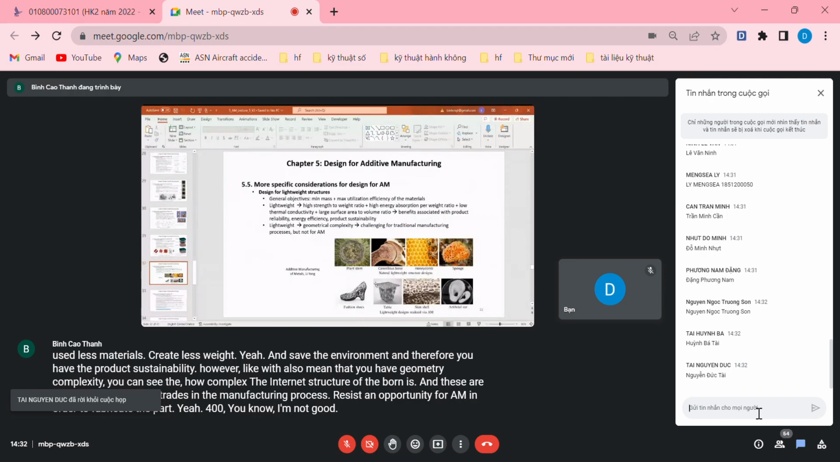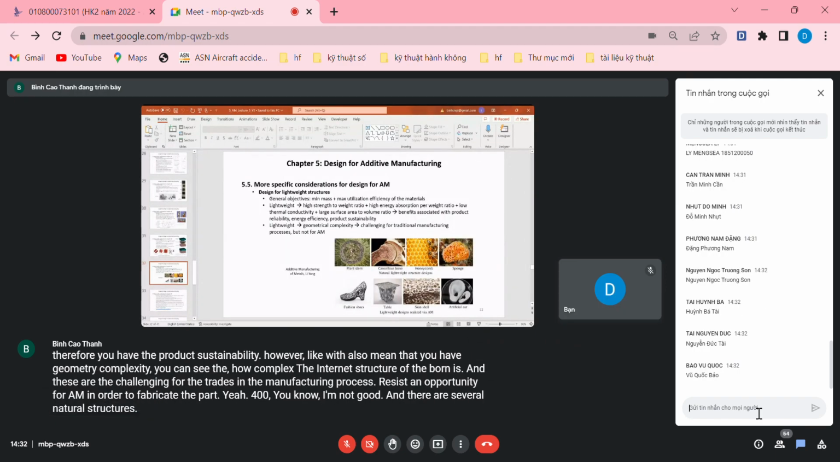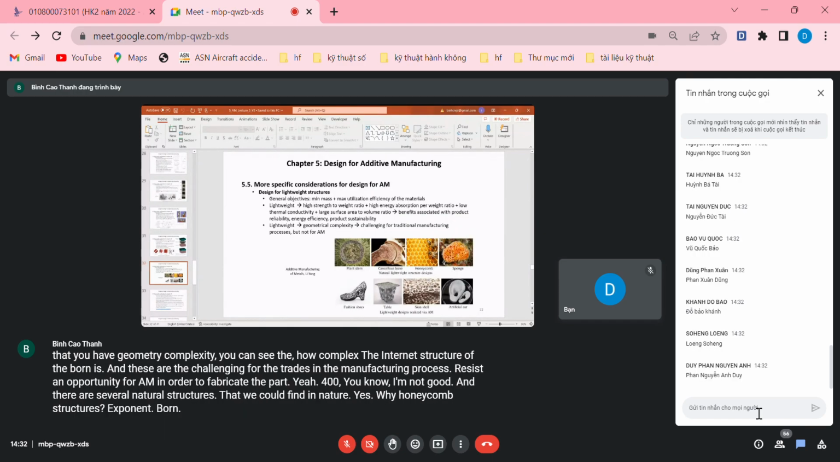And there are several natural structures that you could find in nature, like honeycomb structures, sponge, bone, and so on, which you can imitate to fabricate several products.